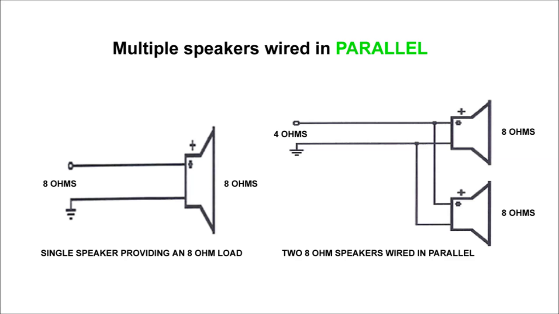Each time a speaker with the same resistance is added to the parallel circuit, the current draw on the decoder's amplifier increases. The circuitry of the decoder's amplifier must be able to handle this increase in current at the reduced resistance.